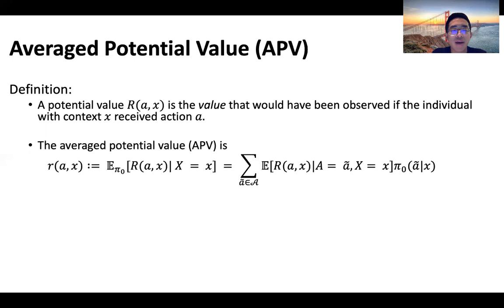Then we can define the average potential value. We take the expectation of the potential value R(A,X) given the context X under the logging policy pi 0, which can be expressed as a weighted sum of the expected potential value given another action A tilde and the context X, times the probability pi 0.